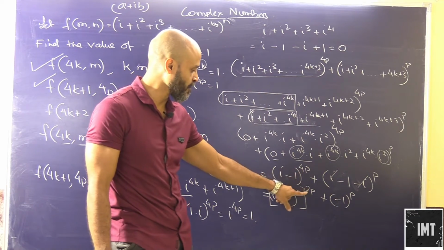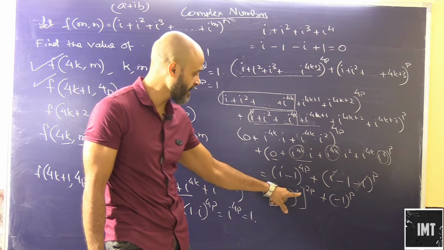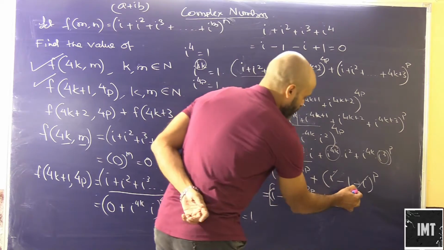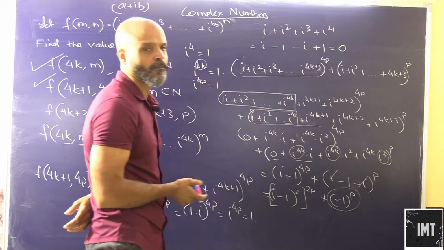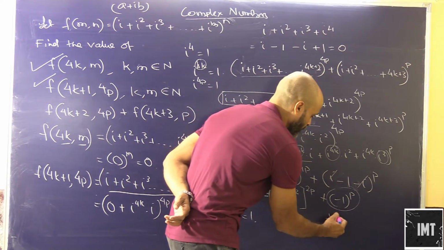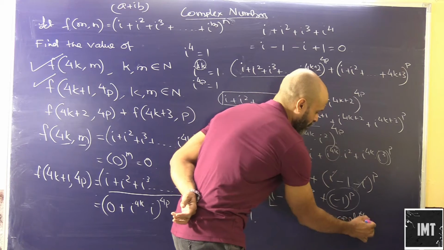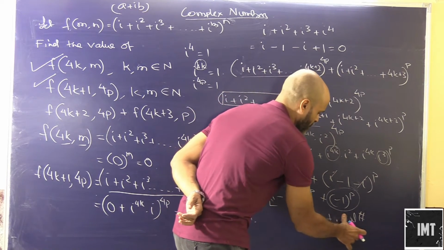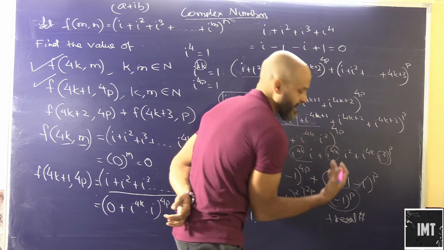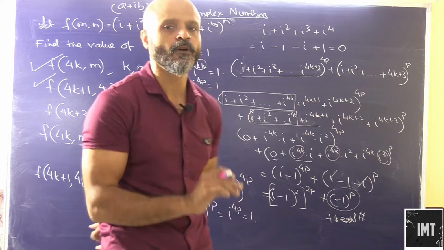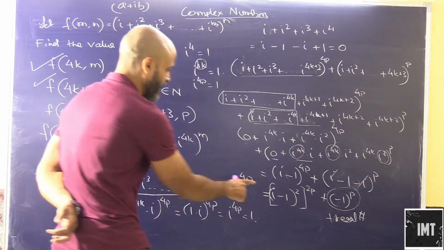I am breaking this 4p into putting this 2 here and 2p here. Obviously this is done. (Minus 1) to the power of p, this will give you a real number obviously, and this will be what? (Minus 1) to the power of p. It can be either minus 1 or it can be plus 1 depending upon what is the value of p. Now what do we have here?